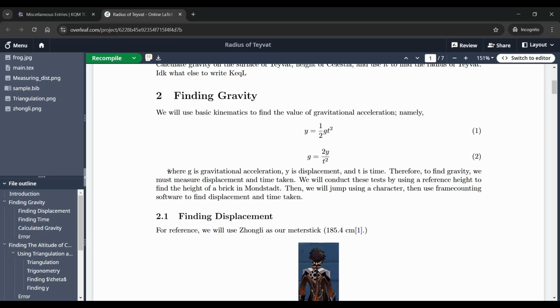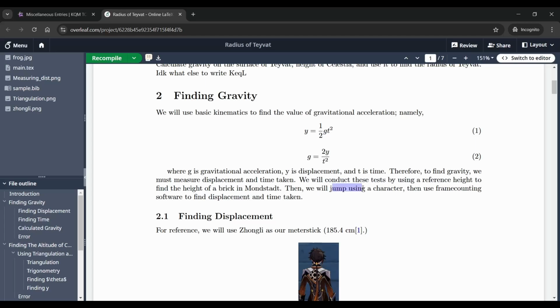Or g, and congratulations, good job on explaining what the terms in the equation are. So g is gravitational acceleration, y is displacement, t is time. Good. Therefore, to find the gravity, we must measure displacement and time taken. Yep. We conduct these tests by using a reference height to find the height of a brick in Mondstadt.